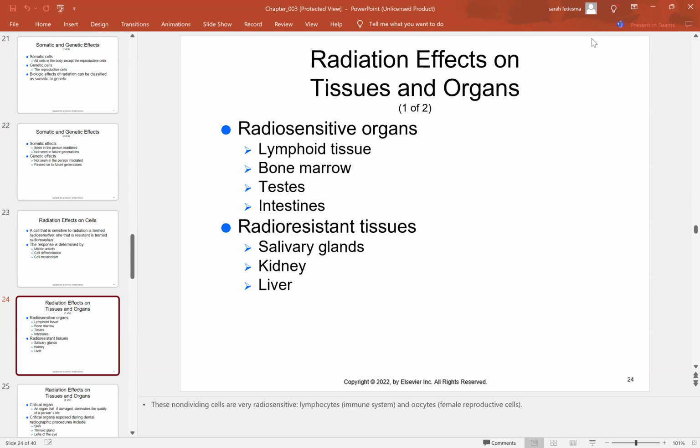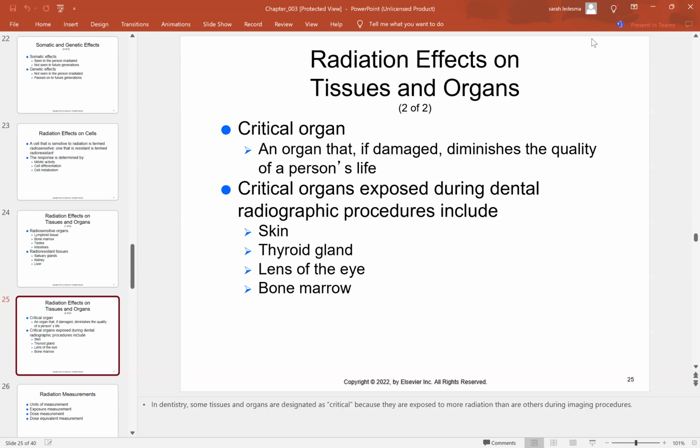Radiation effects on tissues and organs. Radiosensitive organs include lymphoid tissue, bone marrow, testes, and intestines. Radiosensitive tissues include salivary glands, kidney, and liver. A critical organ is an organ that, if damaged, diminishes the quality of a person's life. Critical organs exposed during dental radiographic procedures include skin, thyroid gland, lens of the eye, and bone marrow.